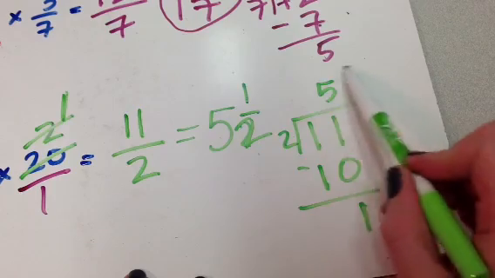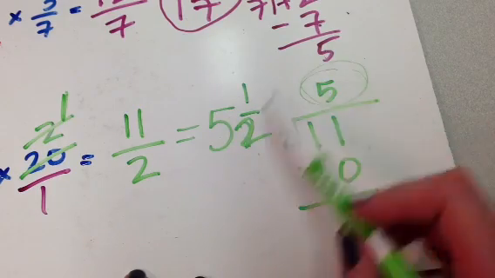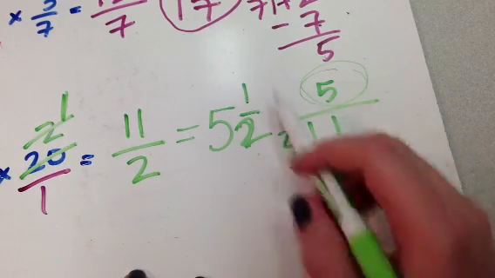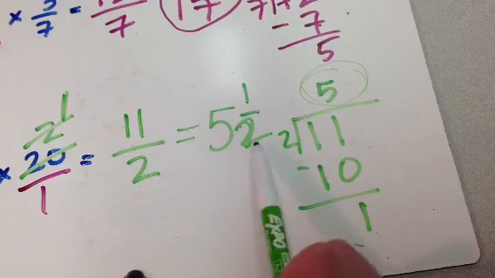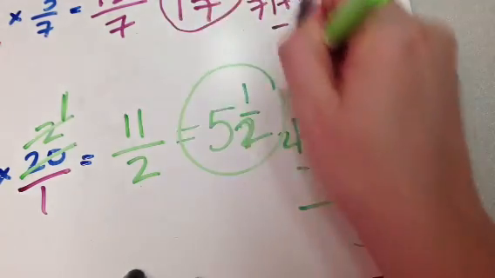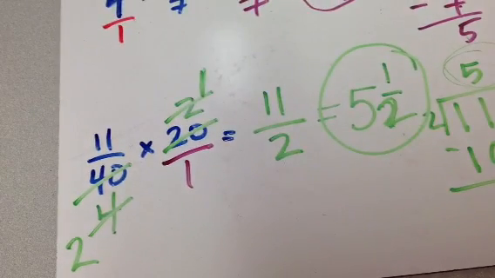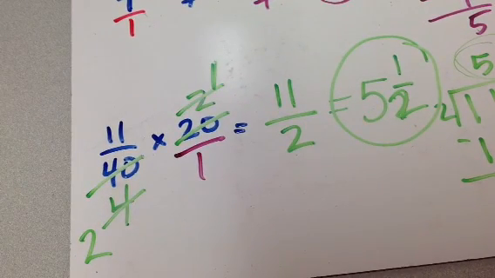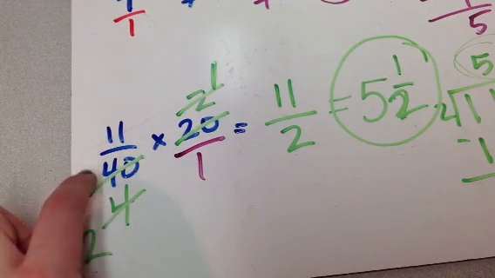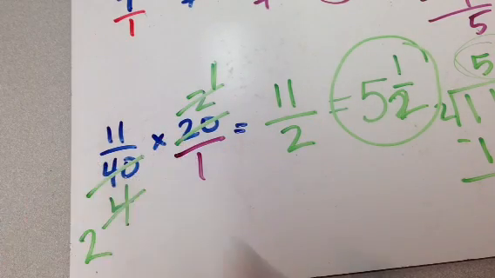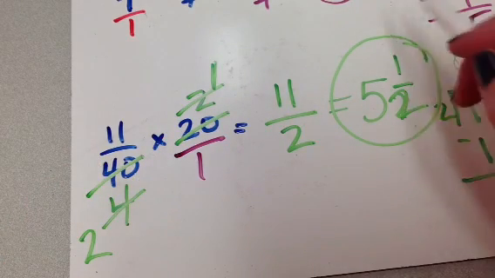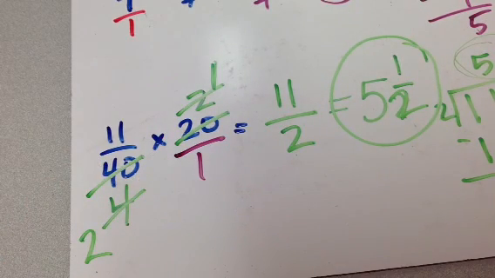Right? The number on top of the bracket becomes my whole number. My remainder becomes the top of my new fraction. The bottom number stays the same. And that's reduced down as far as it can go, right? Because I've got 1 over 2. 1 over something means it's reduced down. So I know that 11/40 times the whole number 20 equals 5 and 1/2. We're going to look at some more examples of multiplying fractions in the next video.